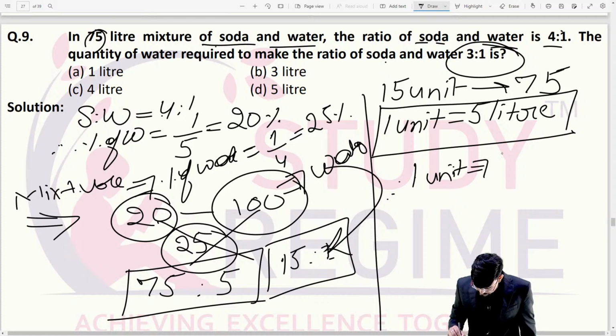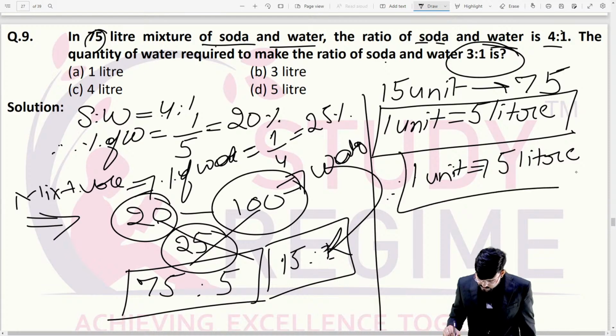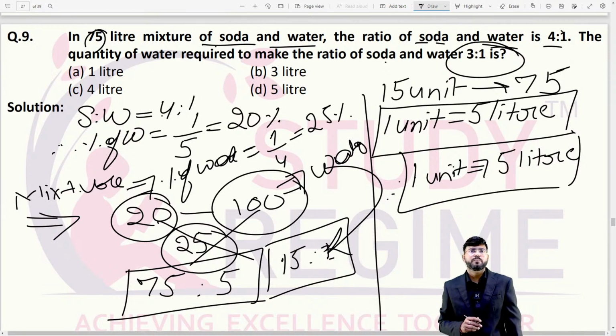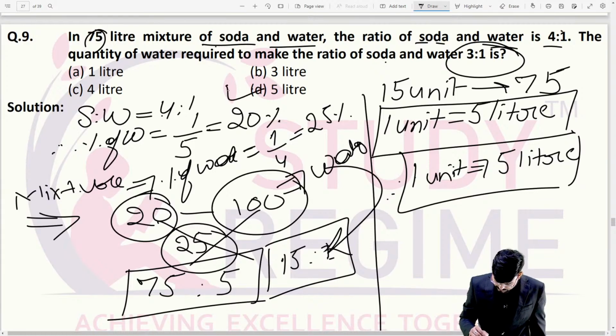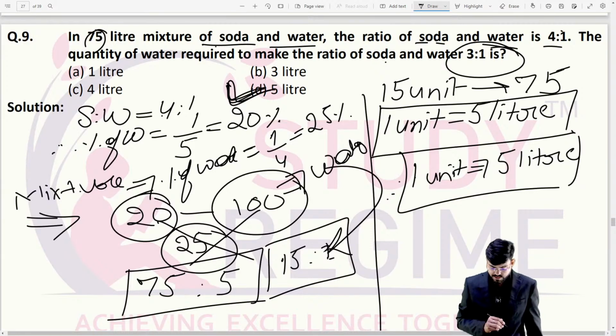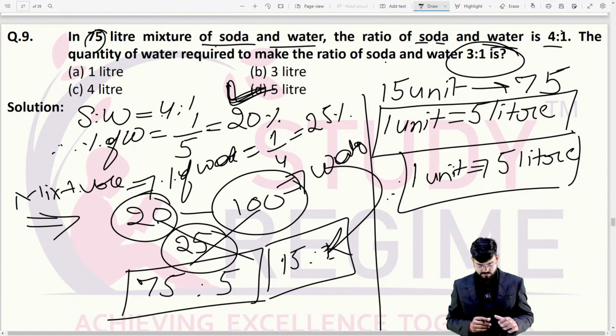One unit will represent how many liters? 5 liters. So this is the quantity of water which I need to mix to make the ratio 3:1. So our answer will become what? Option D. Clear? Very easy question. Okay.